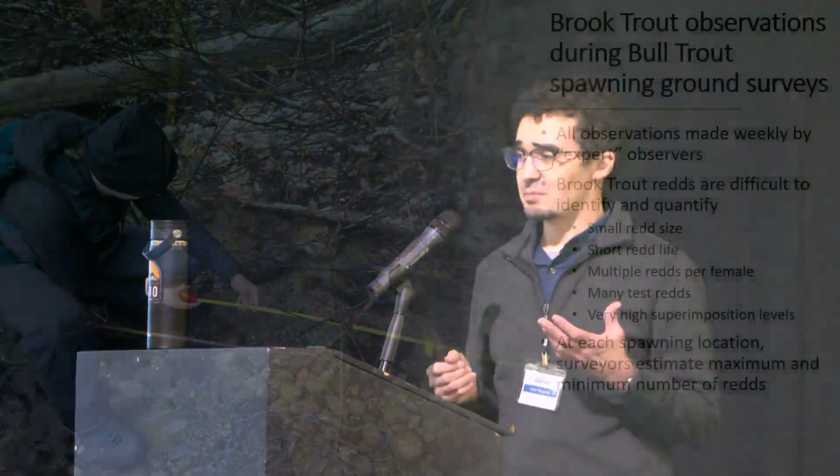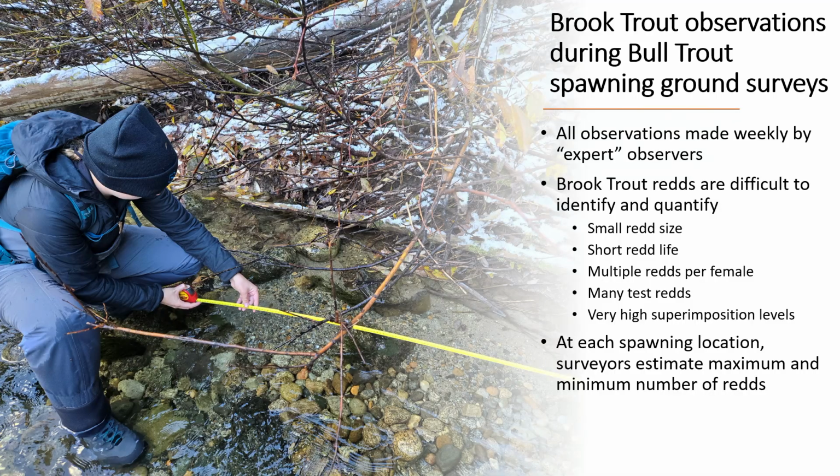Notoriously, they can be really small. So when you start seeing a lot of brook trout, they can actually start spawning at as small as 10 centimeters, so about 4 inches. At that point, you're talking about a red that's about the size of a saucer. A giant brook trout red is usually like dish plate size. So these things are pretty tiny. They have short red lives. Also, females can often make multiple reds per female. They love digging test reds, which makes things really messy. And probably worst of all, they have extremely high superimposition rates.